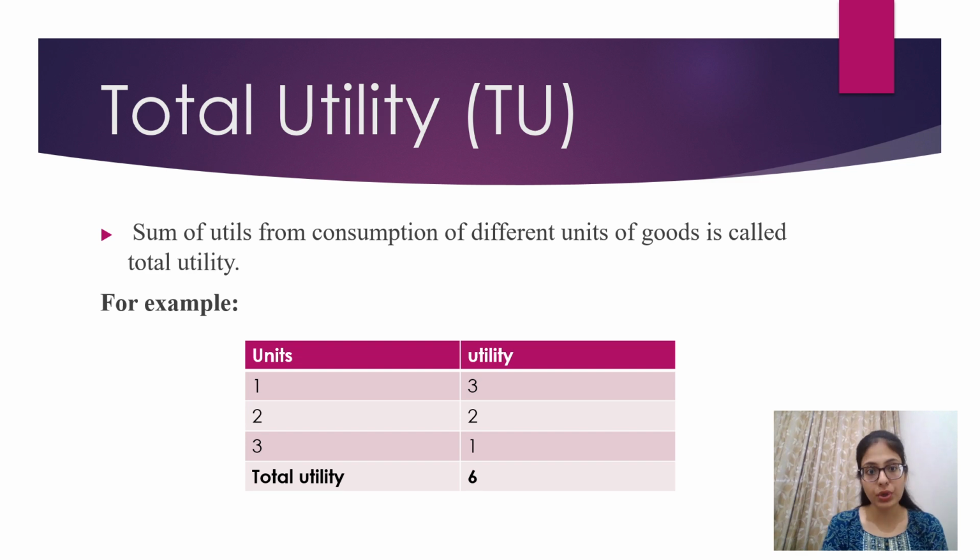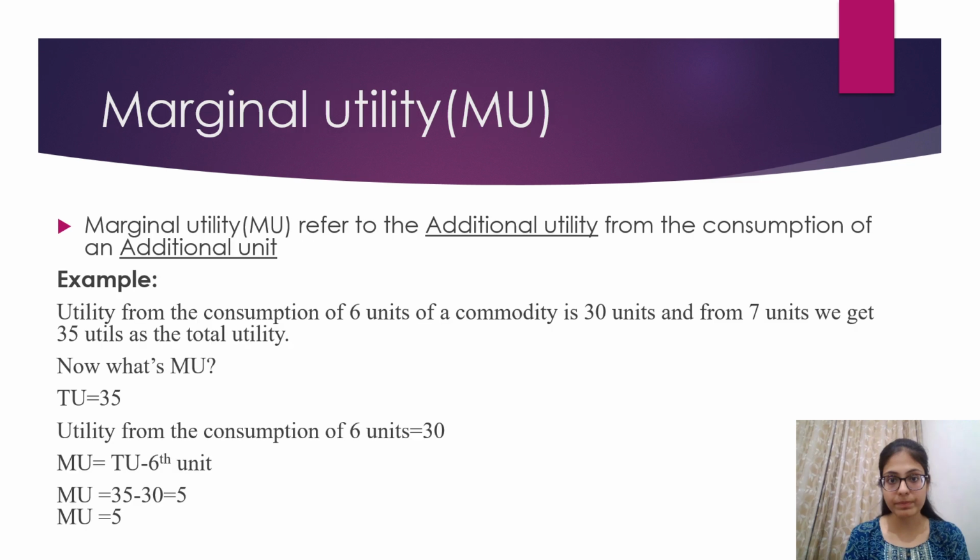The next topic is total utility. Total utility means the sum of utils from the consumption of different units of a good is called total utility. For example, 1 unit consume करी 3 utils मिली, 2 unit consume करी 2 utils मिली, 3 यूनिट्स कंज्यूम करी 1 यूटिलिटी मिली. तो टोटल यूटिलिटी जो हमें मिली वो 3 + 2 + 1 विच इज इक्वल टू 6. तो टोटल यूटिलिटी मीन्स टोटल सेटिस्फेक्शन जो हमें मिली गुड्स कंज्यूम करने के बाद 6 मिली. तो विच इज कॉल्ड टोटल यूटिलिटी TU.